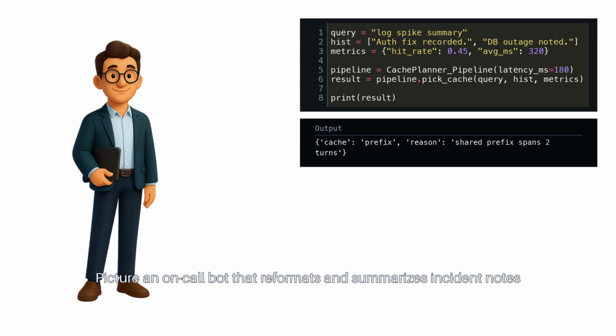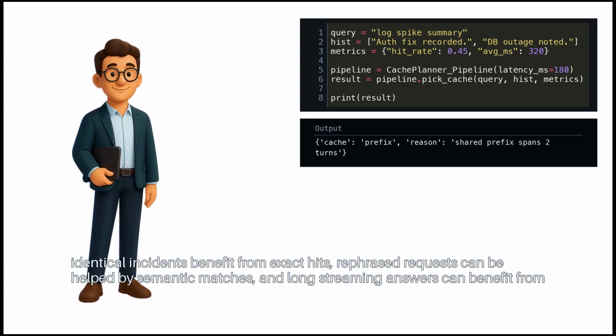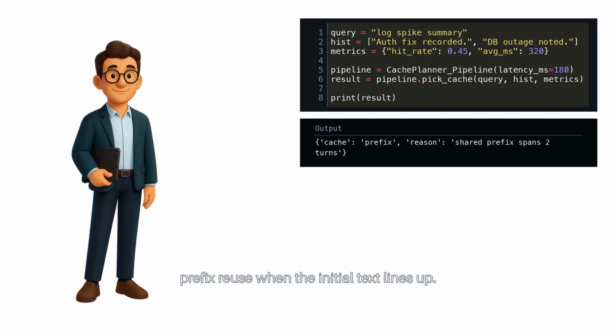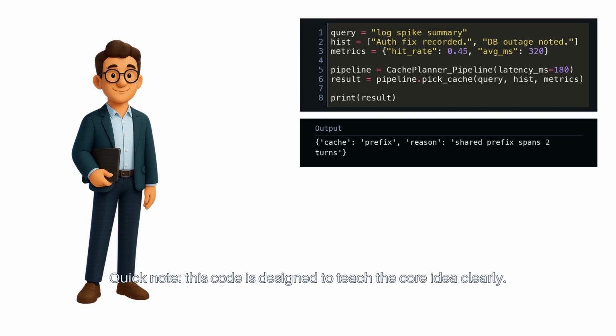Picture an on-call bot that reformats and summarizes incident notes. Identical incidents benefit from exact hits. Rephrased requests can be helped by semantic matches, and long streaming answers can benefit from prefix reuse when the initial text lines up.